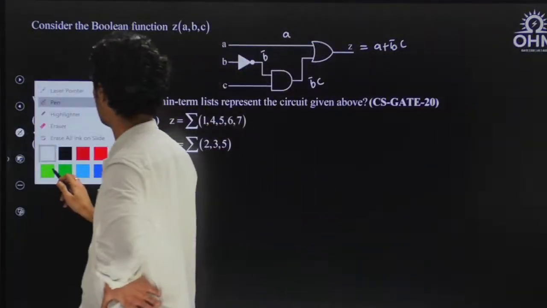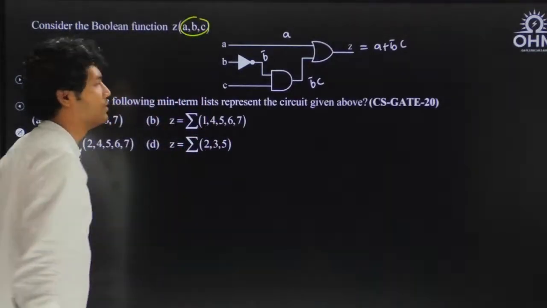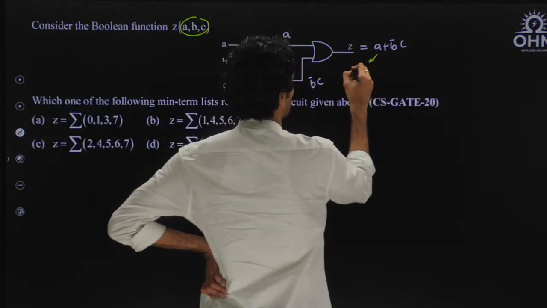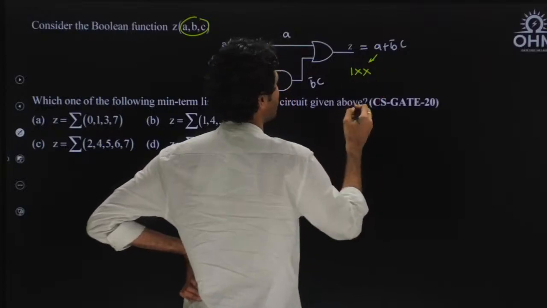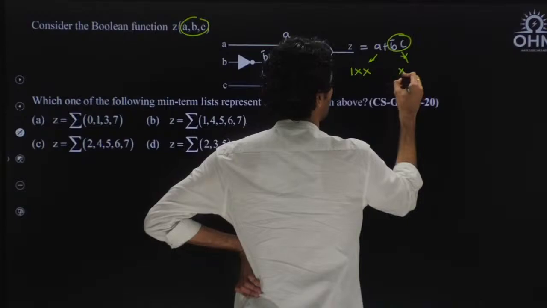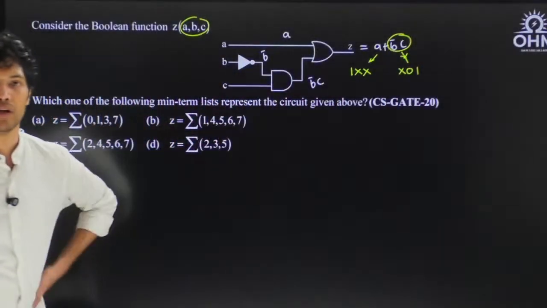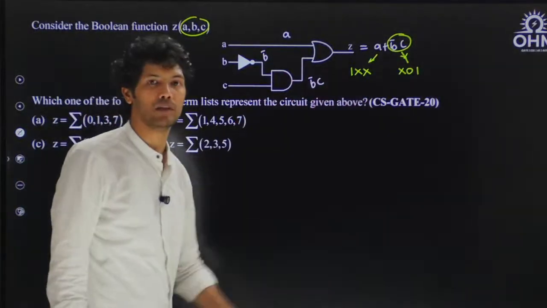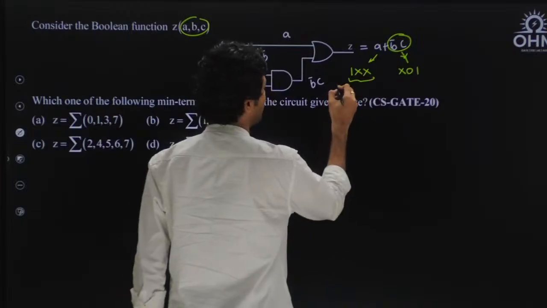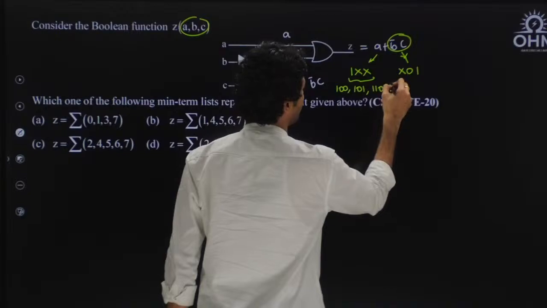So how do you express the answer in terms of min terms format? Look at the order always. Order is ABC order. Since it is ABC order, how do you write A? A I can write as 1XX. And how do you write B bar C? A is not there, first term X, B is complement format and C is true format, so X 0 1. Now let us substitute X values with zeros and ones. So here we get 1 0 0, 1 0 1, 1 1 0, 1 1 1.